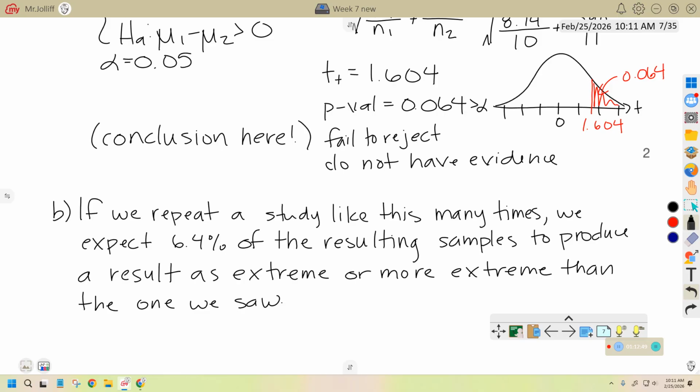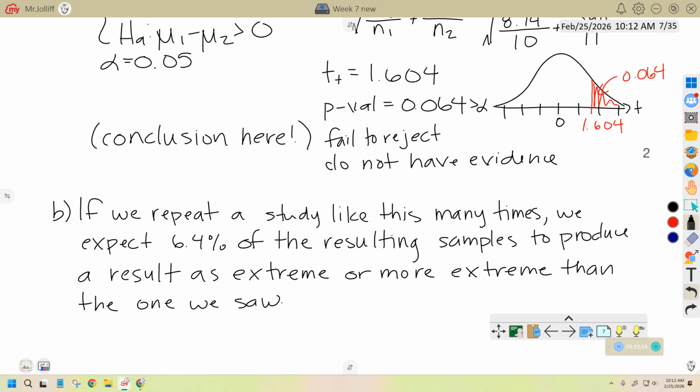I heard mumbling when I asked the question, and a lot of you were on the nose in terms of the concept in your brain, which is perfect. The general idea is if I were to collect samples, like the samples I collected here, same size in the same way, and I repeated this study over and over again the same way I did here, I expect about that % of the resulting samples to produce a test statistic as extreme or more extreme than the one that I saw.